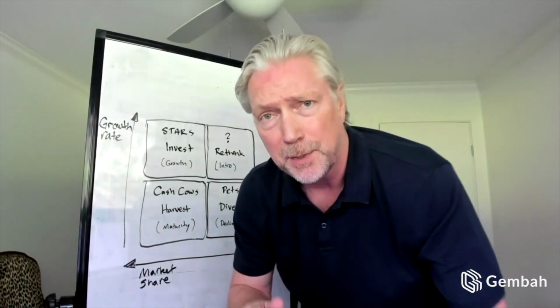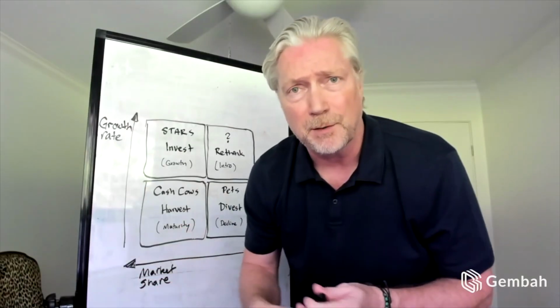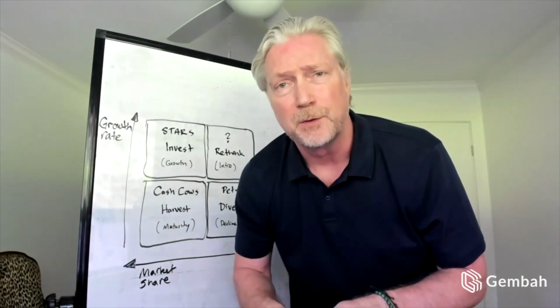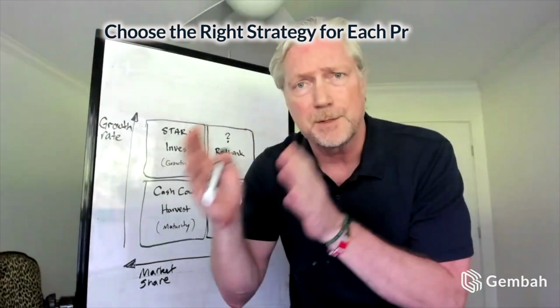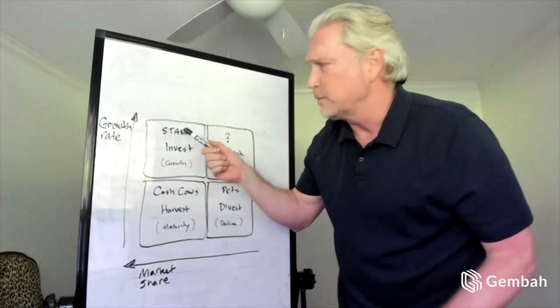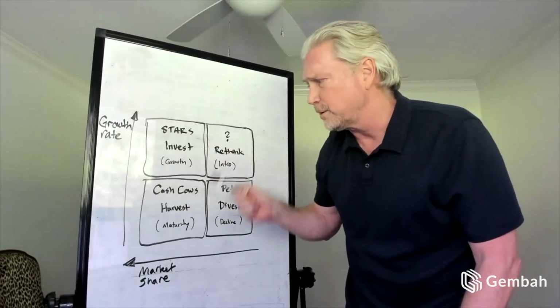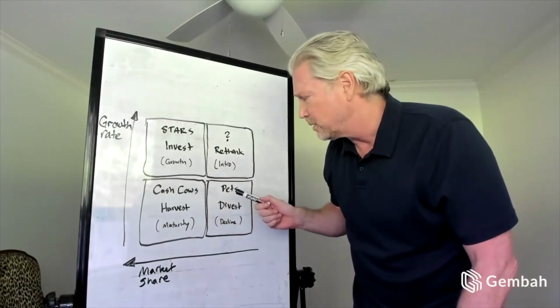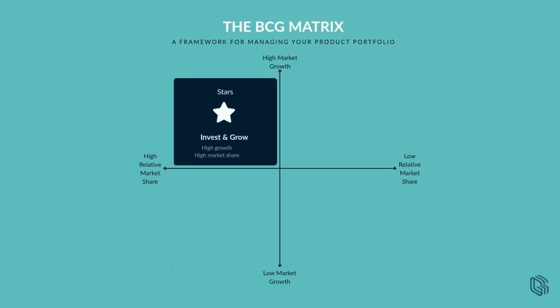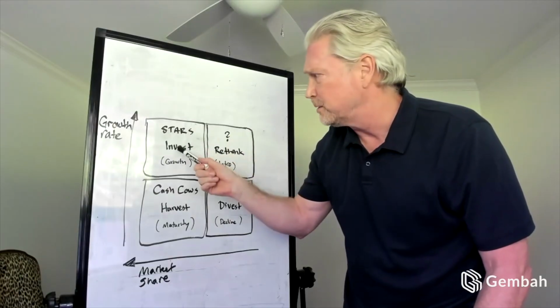So smart companies that have a collection of products, they use the BCG matrix from Boston Consulting Group to help identify, based on what stage the product is, what is the strategy you take. So they divide it into stars, question marks, cash cows, and pets, or dogs if you prefer that. So stars, high growth rate, high market share, invest here. Here's where you pour money to continue the growth.